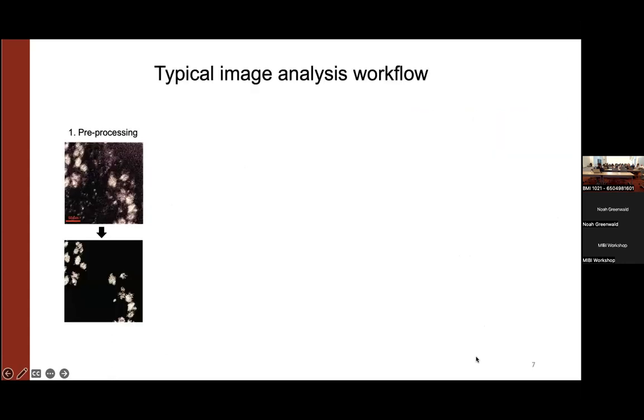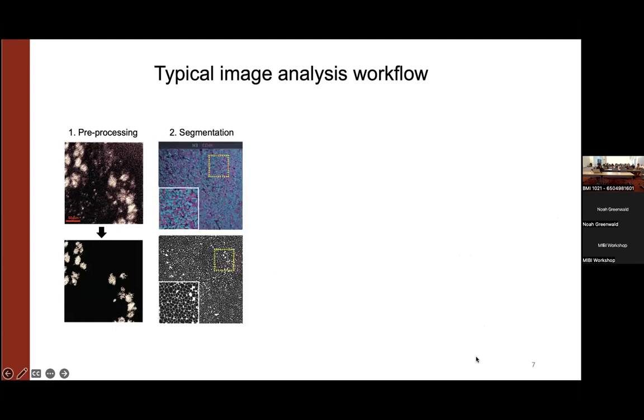Okay, so first, what does a typical image analysis workflow look like? After you've acquired your images, the first step is to clean up your data. And this was the whole first session today of how we get the true biological signal from our data and remove as much noise as possible. The second step of a typical image analysis workflow is to do cell segmentation, which Noah is going to talk a lot more about tomorrow. And that basically just means identifying the cell boundaries in your image.